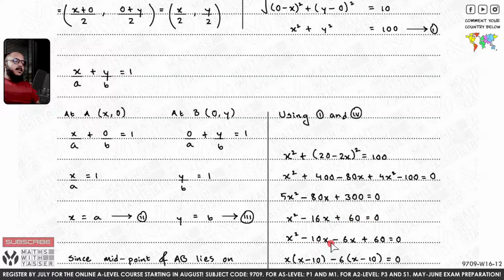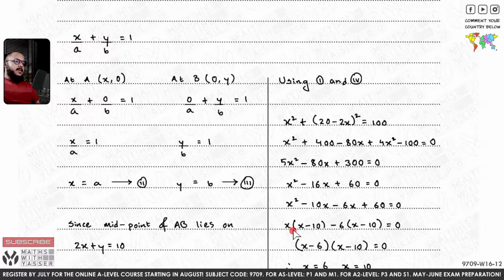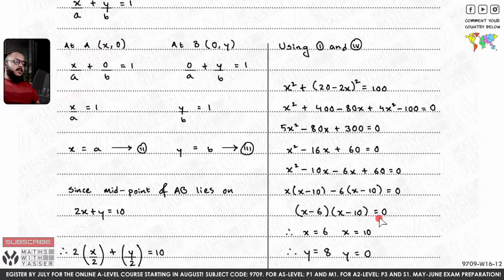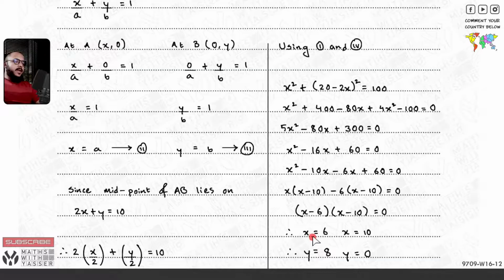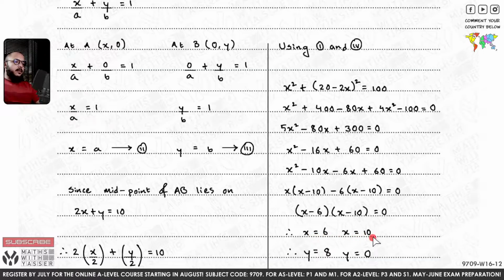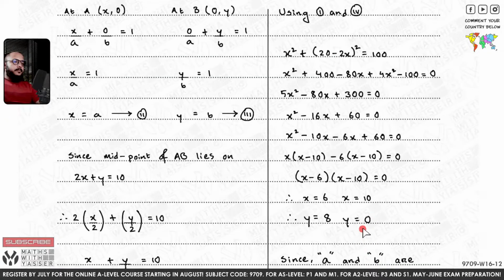So x square minus 10x minus 6x plus 60 equals 0. Now let's take x common, and that will give us x minus 10. And if we take negative 6 common, we get x minus 10 equals 0. So the factors are (x minus 6) and (x minus 10) equals 0. Therefore, x equals 6 and x equals 10. Hence, the value of y must be 8 when x is 6, and when the value of x is 10, y must be 0.